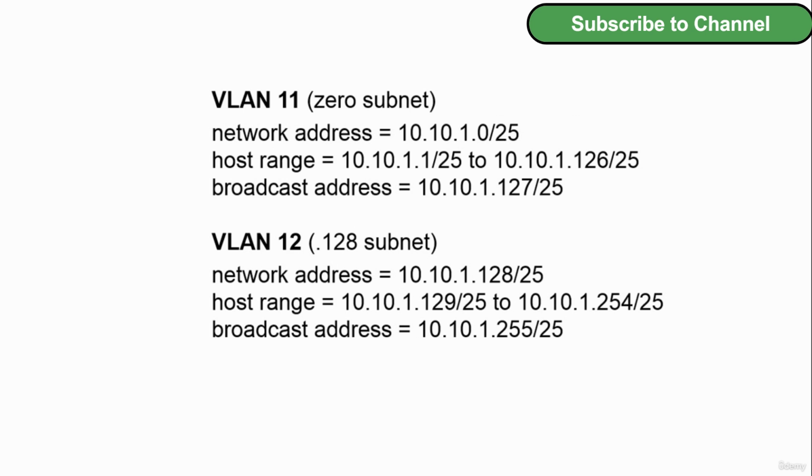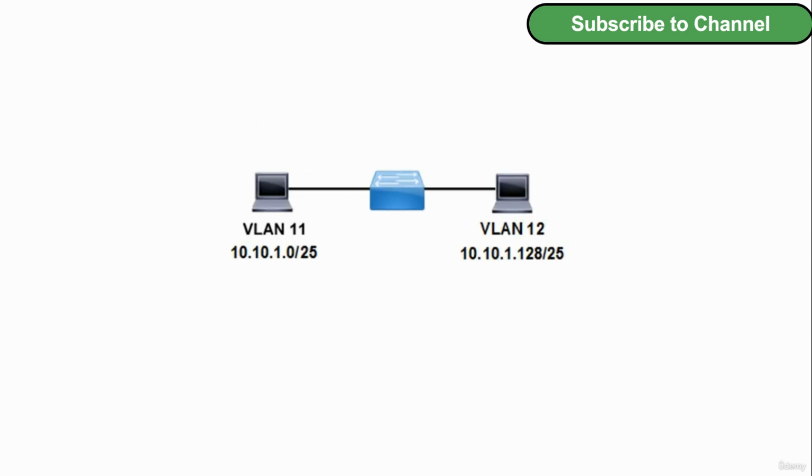To the assignment VLAN 11, the 0 subnet, so there it is there, 10.10.1.0. And that's 1 through 126 and 127 for the broadcast. And 128 is the next subnet network address. And then 129 through 254 is that host range. And then 255 is the end of that range. After that you'd have to go to 10.10.2, for example. And that's how I've got it assigned. There's the 0 subnet, and there's the 128 subnet, only 2 of them, /25.